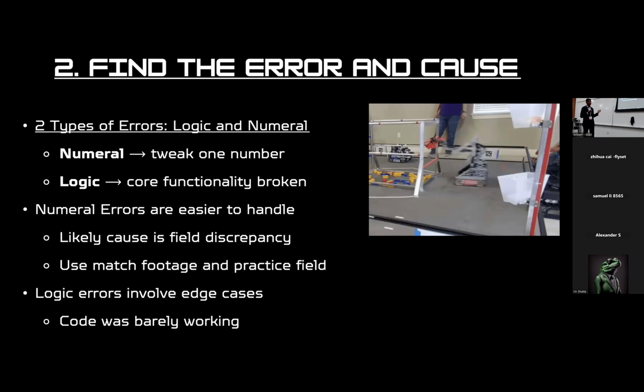Logic errors are basically errors where you don't know what happened. It's a significant core of your functionality that's broken. The issue with logic errors is that those usually take time and they happen at the worst time. For us, we had a lot of logic errors in our early meets because our software would simply break. The reason logic errors happen is because in your own practice field, the code was barely working, and when you took it to the match, that broke the robot beyond what it was meant to do. So this is basically a field difference that stopped the robot from working. And that's about it.